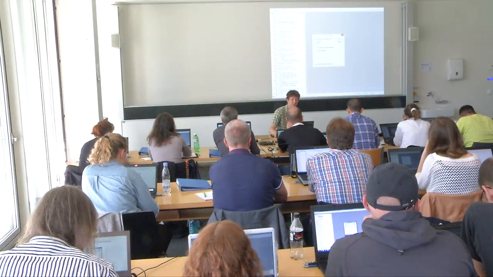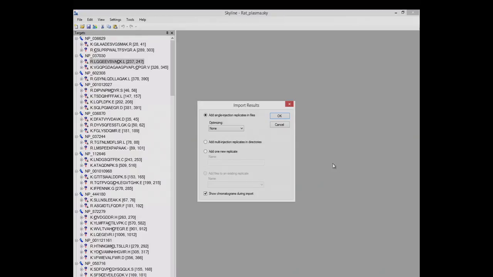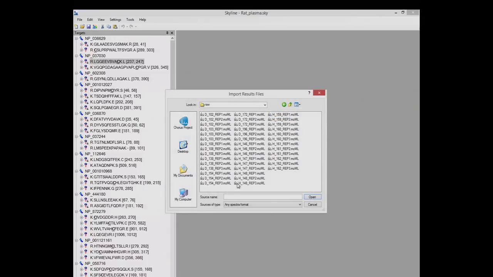So we got 137 peptides, and we're able to measure them all with a single scheduled run. So just click OK for single injection replicates. And here are the 42 runs. In this case, they're all .mzML files.